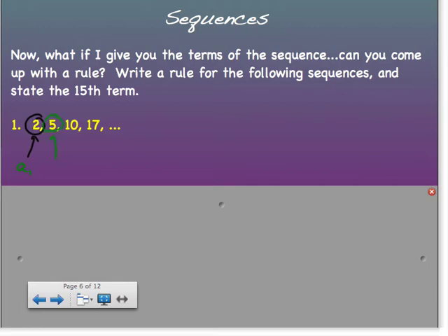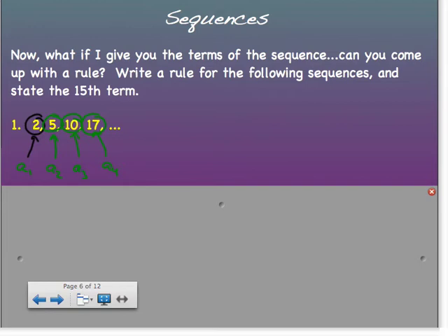I know this one right here is a sub 2. I know this right here is a sub 3. And I know this right here is a sub 4. It's the first term, the second term, the third term, the fourth term. Well, if you look at that, you might ask yourself, how do my inputs 1, 2, 3, 4 relate to 2, 5, 10, 17?